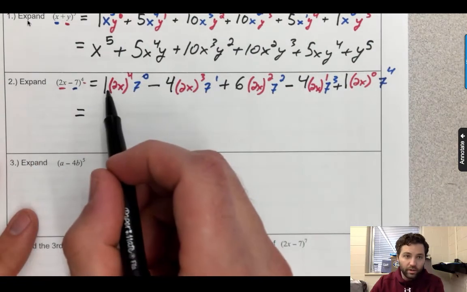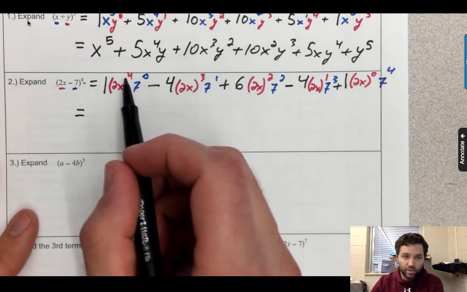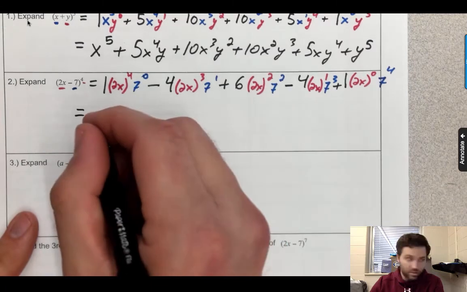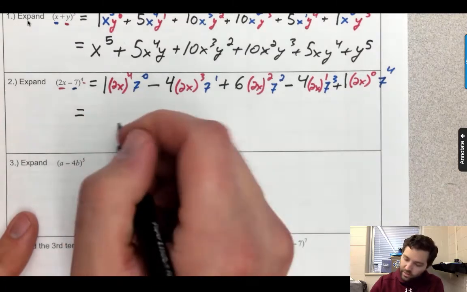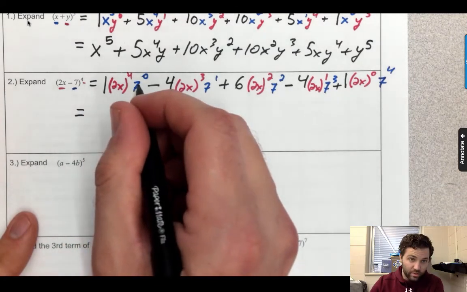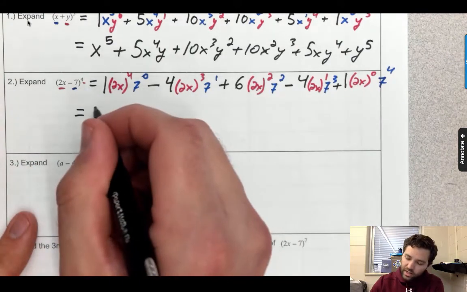I'm going to have 1 times 2 to the 4th. 2 to the 4th is 16. So I'll have 16 times 7 to the 0, which is 1. So it would be just 16x to the 4th.